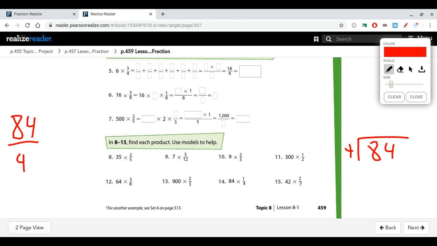So 4 goes into 8 2 times. That's 8. Subtract, bring down my 4. 4 goes into 4 1 time. Finish out my problem. So my answer here is going to be equal to 21.